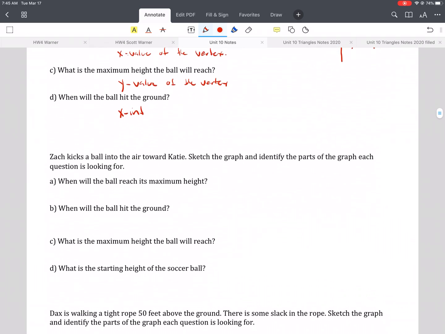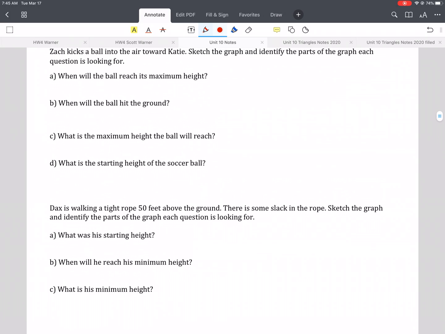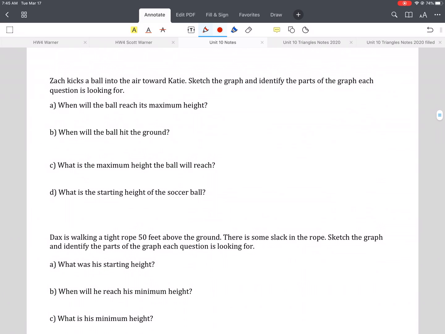All right, so basically you're going to do this again. I'd like you to pause and see if you can do this one. Draw a little sketch of what's going on. Zach kicks the ball into the air towards Katie. Sketch the graph and identify the part of the graph each question is looking for. So pause and give that a try.